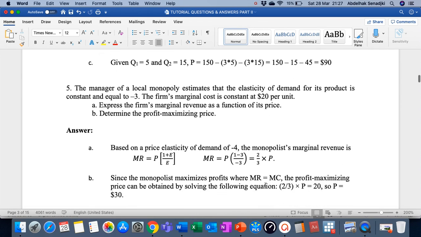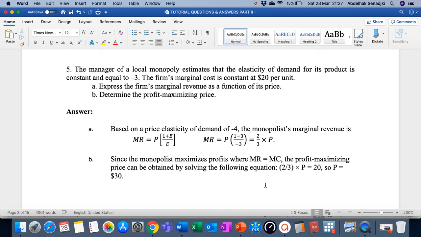So the last question: the manager of a local monopoly estimates that the elasticity of demand for its product is constant and equal to minus 3. So elasticity equals minus 3. The firm's marginal cost is constant, also equal to 20. That means MC equals 20 per unit. Express the firm's marginal revenue as a function of its price and determine the profit maximizing price.